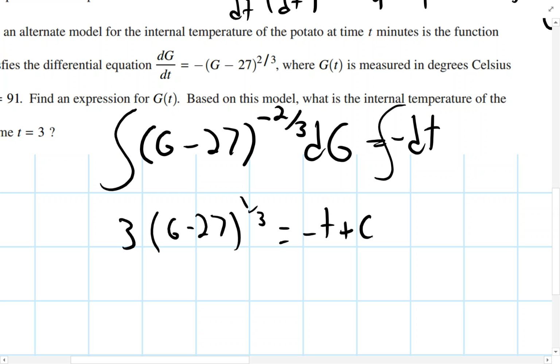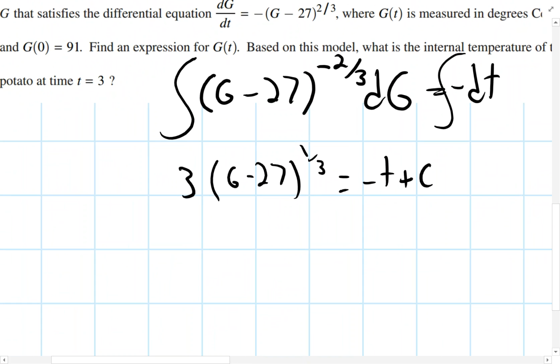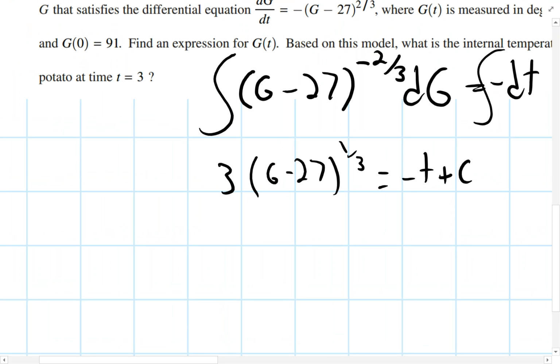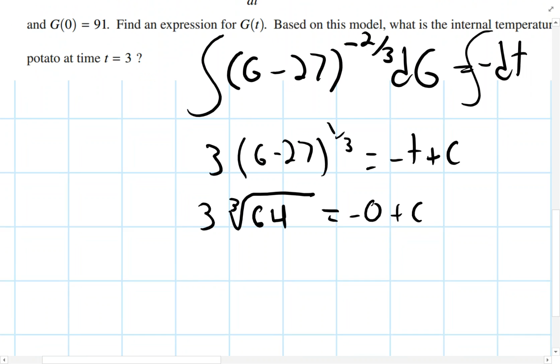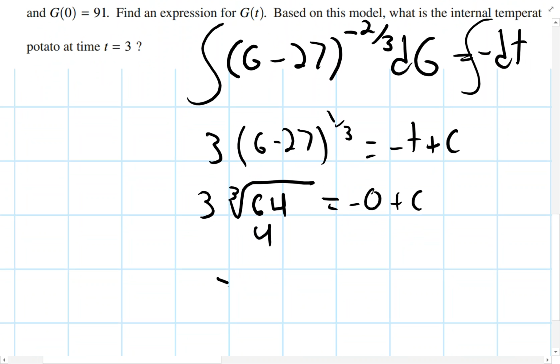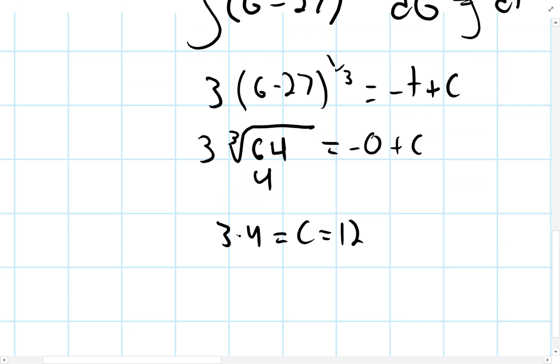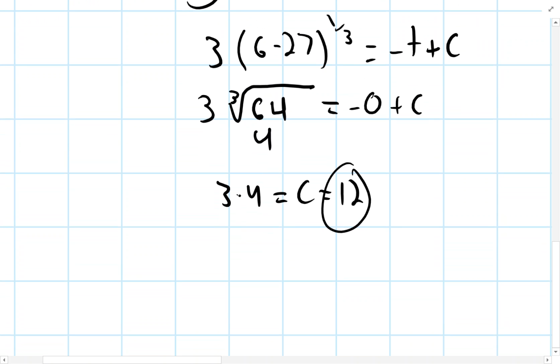So then you want to plug the initial condition into this, and you get 3 times the cube root of 64 equals negative 0 plus c. The cube root of 64 is just 4, so 3 times 4 equals c, which is 12. So then you plug this back into the equation, and you get 3 times g minus 27 to the 1/3 equals negative t plus 12.